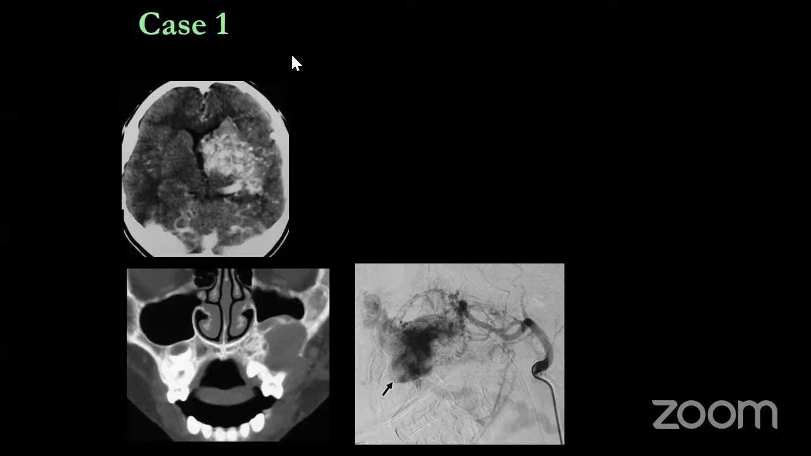I can see one answer, juvenile nasopharyngeal angiofibroma. So there is some vascular abnormality going on. There is something intracranial also. So what do you think that is?